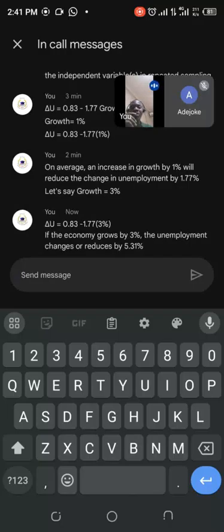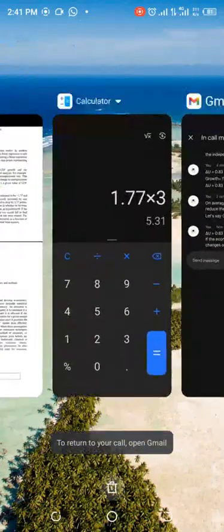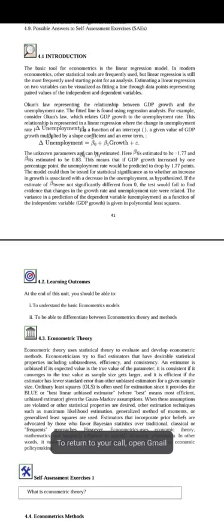So how do we get 5.31? Just multiply minus 1.77 times 3. So a percentage change in economic growth will lead to a 1.77 percentage decrease in unemployment rate, and a 3% change in economic growth will cause a 5.31% decrease in unemployment rate. So on and on like that. I don't know if you understand what I'm trying to say here.